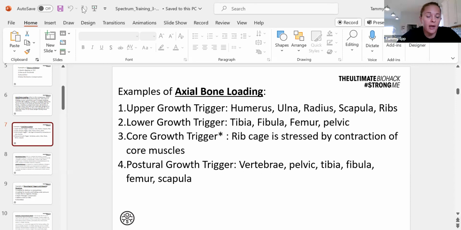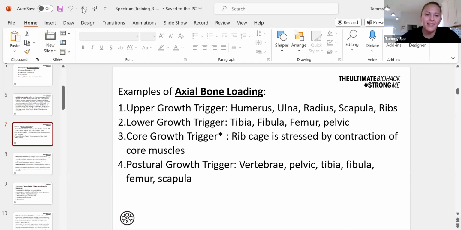Core growth trigger, and I have an asterisk there because we really need to talk about this. The core doesn't actually do a lot of axial loading, okay? Axial loading, the compression from end to end of bone, is what is determined to be the most effective for increasing bone density, for producing osteogenesis. We know that based on the science and the studies that have been done.